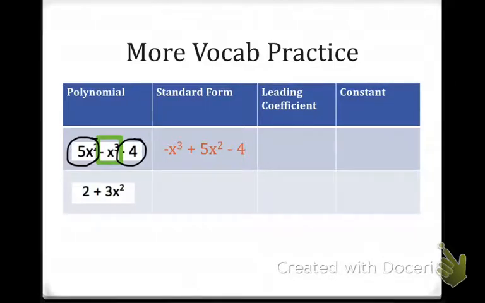Now, the leading coefficient is the coefficient that's now leading once it's in standard form. If it's not in standard form, it would be the coefficient on the term with the highest degree. So in this case, the coefficient is negative 1. The constant term is your plain old number, that is negative 4. And the next one is a binomial. We need to put this into standard form. The 3x squared term would come first, and it's positive 2, so plus 2. The leading coefficient is 3, and the constant term is positive 2.